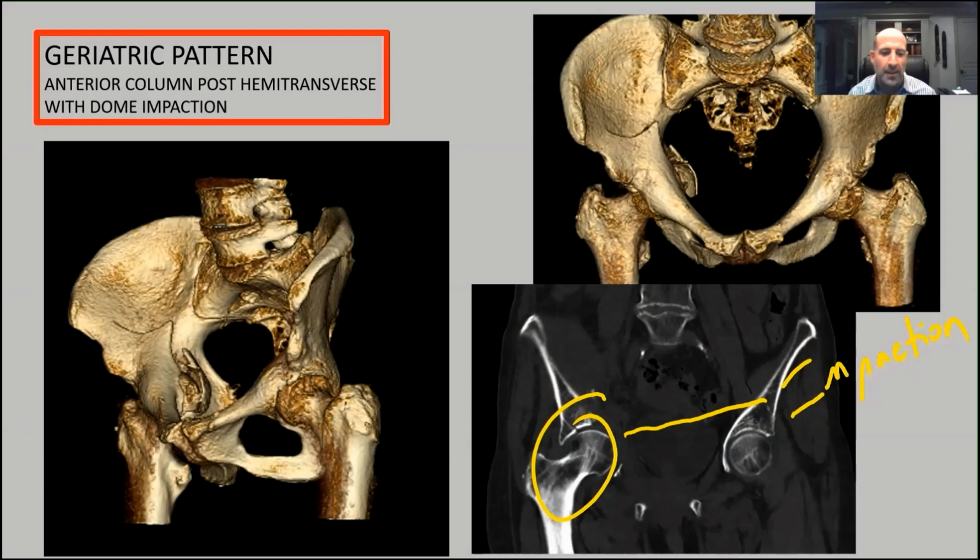So what I used to do for this type of pattern, I would usually go posterior, plate my posterior column, percutaneously fix the anterior column, and then do a cup cage reconstruction, because this wants to medialize. That's how this is going to fail. And if you look at the literature on total hip for acetabular fractures, that's how they fail. The cup migrates and medializes.